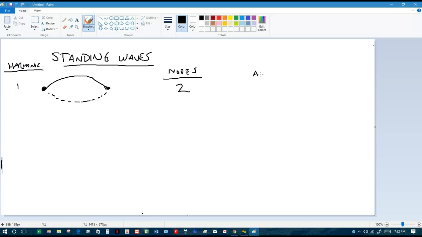And then how many antinodes does it have? 1. Yep, exactly. Here's a node, right? And then here's the other node. And then where would the antinode be? In the middle. Yep. The antinode is the part that is displaced the most. This part right here is displaced from here to here, and this part of the rope is also displaced from here to here. So which part of the rope has the greatest displacement? Right here, right? Yeah. And that's by definition what the antinode is.